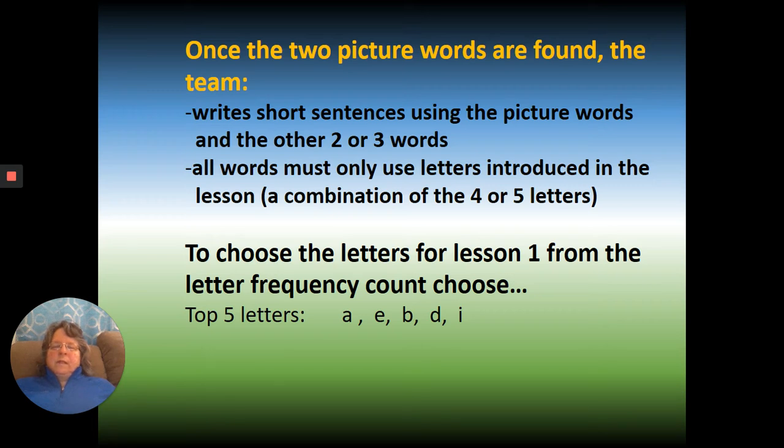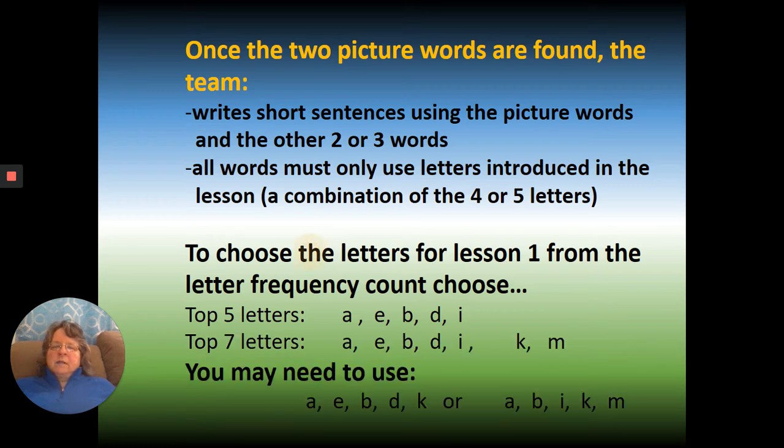for the language speakers are the ones who are trying to find these words. We'll talk more about that in the next section. So you try that, and if they can't come up with two picture words and one or two other words using that combination of top five letters, then you can always add in the next two letters, up to seven letters. And then from that seven, you try and find four or five letter combinations that will allow you to find two picture words and one or two other words.